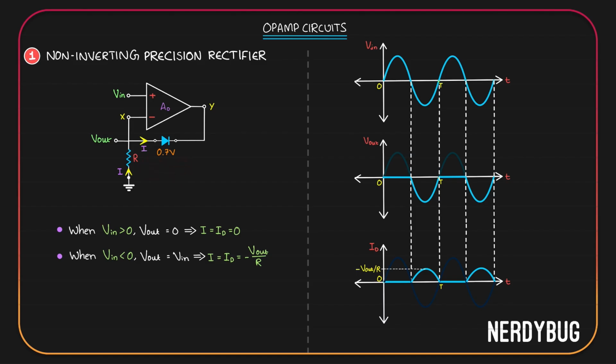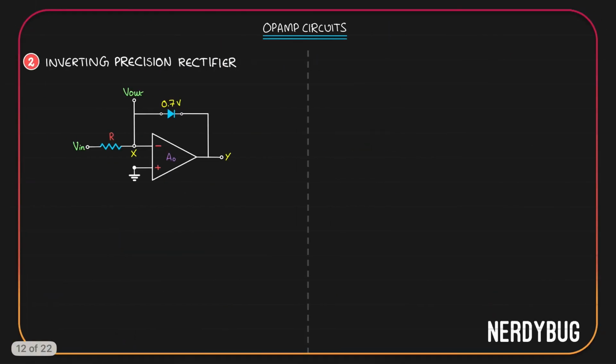Let us now build an inverting precision rectifier. Instead of giving the input at the positive terminal, we will give it at the negative terminal. The circuit will look like this. Input is given through resistance R to the negative terminal. We still have a negative feedback through the diode. Output is still taken at X. Positive terminal is grounded. Let's take the first case where input is 0.